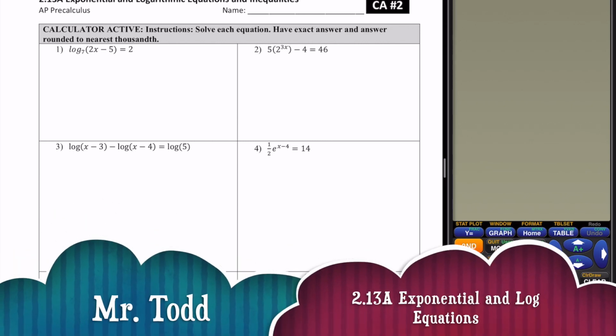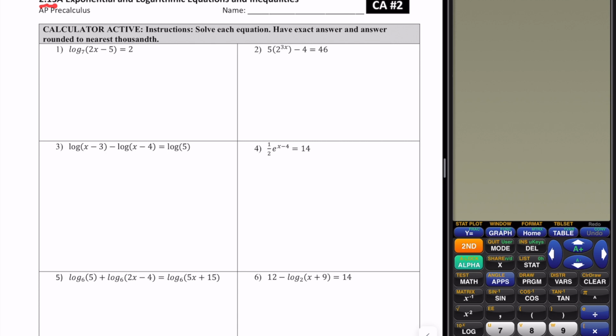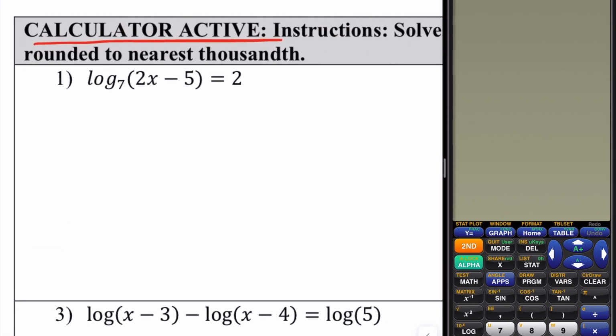Start with section 2.13a, exponential logarithmic equations and inequalities, and I'm going to try and speed solve these. It says you can use your calculator, and so here we go. I'm going to zoom into each problem as I run through them.